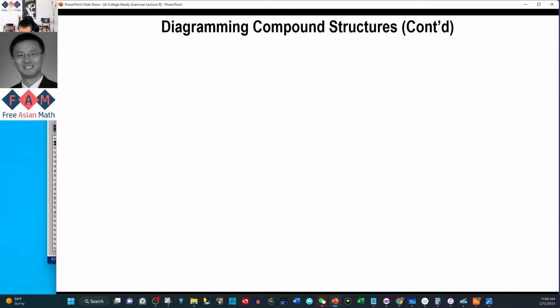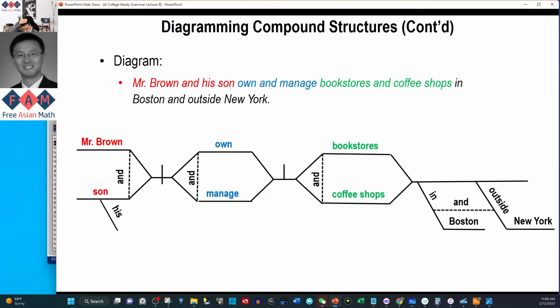And one last example is "in Boston and outside New York." The last one needs a little attention because this is an adjective. Where are those bookstores and the coffee shops? We want to tell where they are. Bookstores in Boston and outside New York. Coffee shops in Boston and outside New York. So clearly, you have two prepositional phrases serving as adjectives on bookstores and coffee shops.